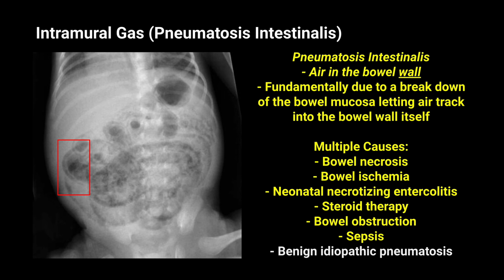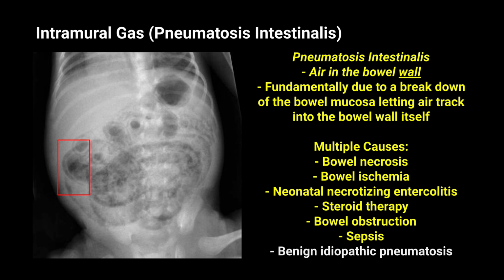Even relatively benign things like steroid therapy, undergoing a colonoscopy, severe bowel obstruction with distension, as well as infection and sepsis can cause this. There are also sometimes very benign idiopathic reasons for pneumatosis, where a patient will have this appearance and it chronically reappears on multiple abdominal radiographs or on CTs.